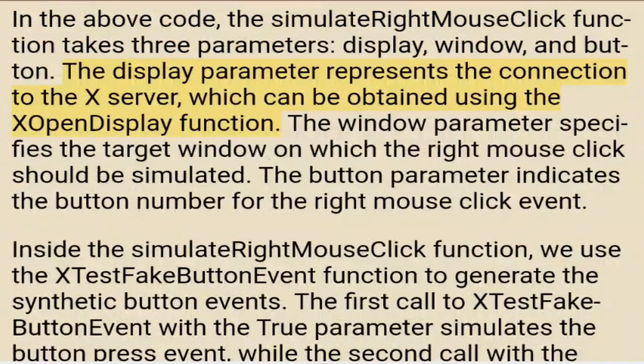The display parameter represents the connection to the X server, which can be obtained using the XOpenDisplay function. The window parameter specifies the target window on which the right mouse click should be simulated. The button parameter indicates the button number for the right mouse click event.